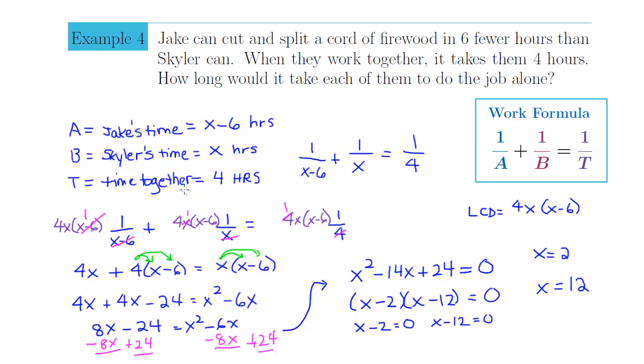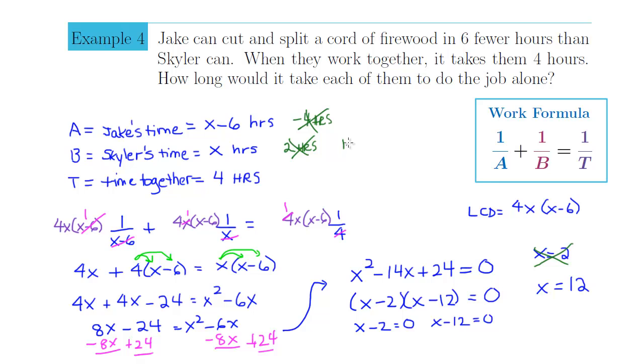Now let's go back up here into our problem. So if x equals 2, that would mean that Skylar's time is 2 hours. And Jake's time is 2 minus 6, which is negative 4 hours? That doesn't make any sense. Oh, that's an extraneous solution. x equals 2 isn't going to work to solve this problem for us. But x equals 12, that's another story.